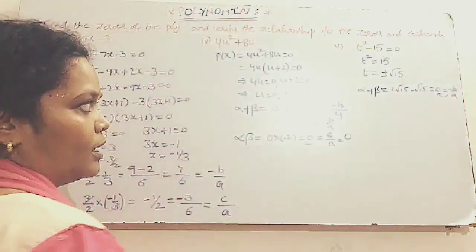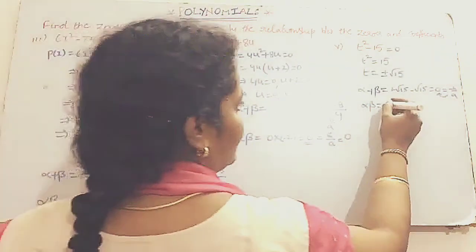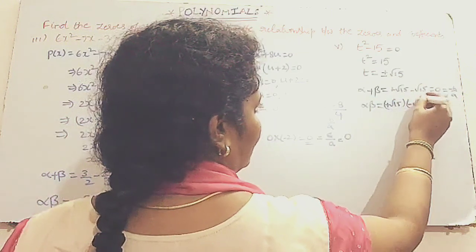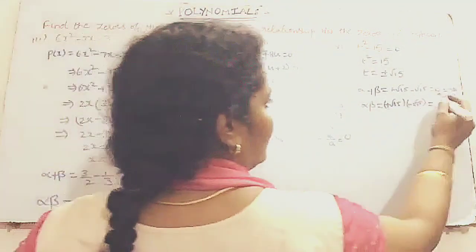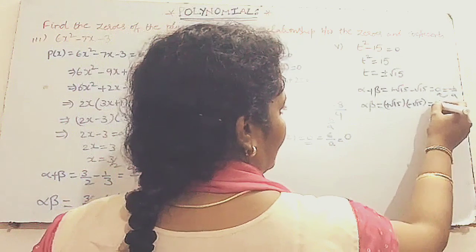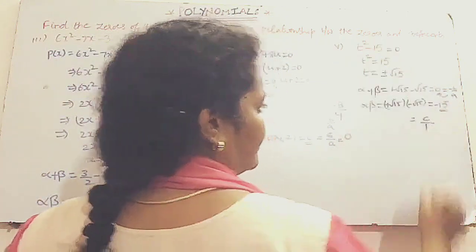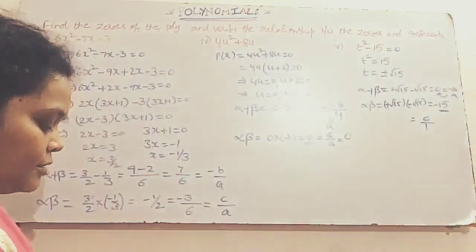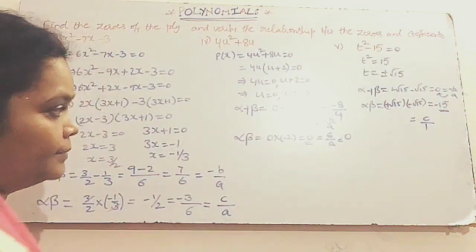That means 0. And product alpha beta is equal to root 15 into minus root 15. That is equal to, root into root cancel, so -15. So here c is -15. Here that is equal to c/a, where a is 1. The constant term is -15. And the next problem.